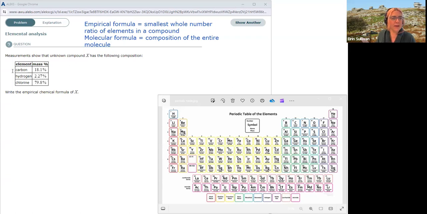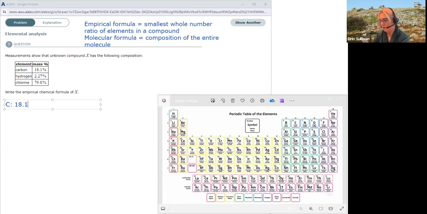Sometimes it takes a little mathematical trick to get you there, but let's just work through a problem and see how we do. Here we've got 18.1% carbon, 2.27% hydrogen, 79.8% chlorine. So we're going to say that we have 18.1 grams of carbon, 2.27 grams of hydrogen, and 79.8 grams of chlorine. What we want to do then is convert the mass in grams to the number of moles. Let's do that for carbon first.